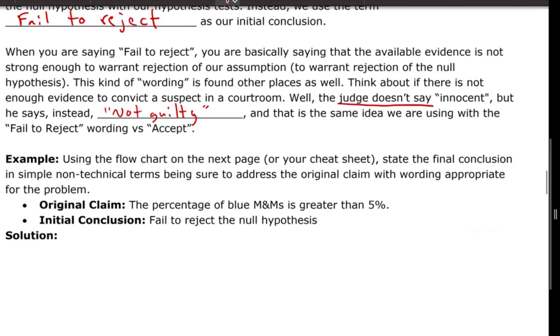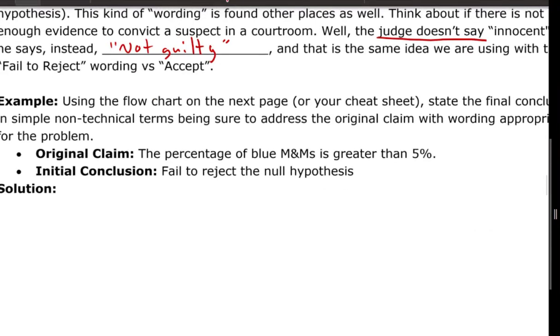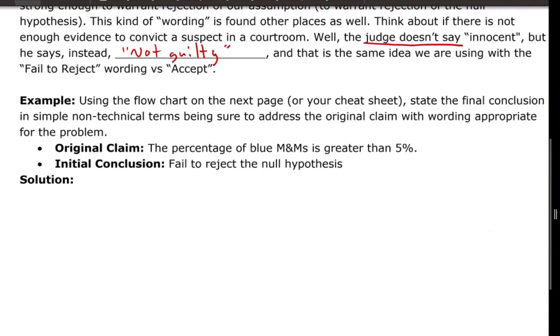Now, on ours right here, we're going to use the flowchart to show you how to use it and look at an original claim, which this one says the percentage of blue M&Ms is greater than 5%. So that's like some claim in the problem that they'll want us to test. And of course, then you would start setting up your null and alternative hypothesis and then putting stuff in your calculator based on your sample. We don't have all that in this problem, but we don't need it to do what we're going to do. So that'll come later in 8.2, 8.3.